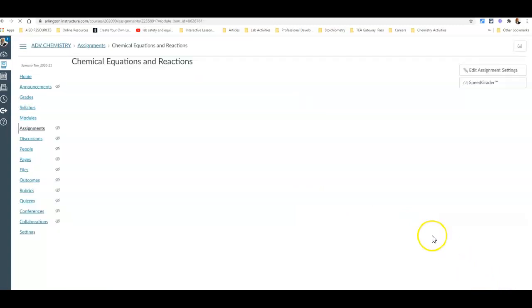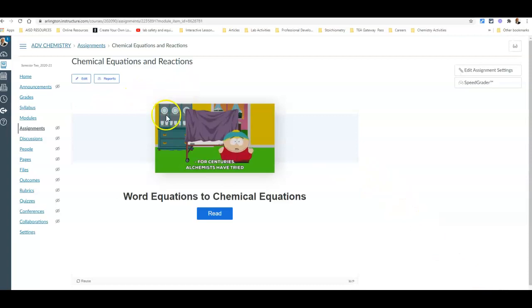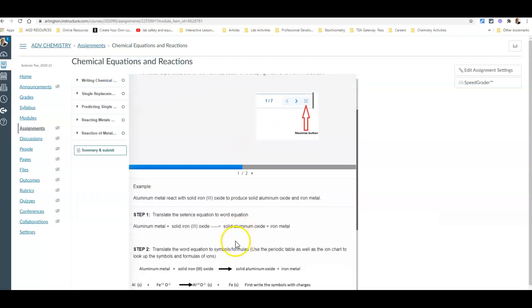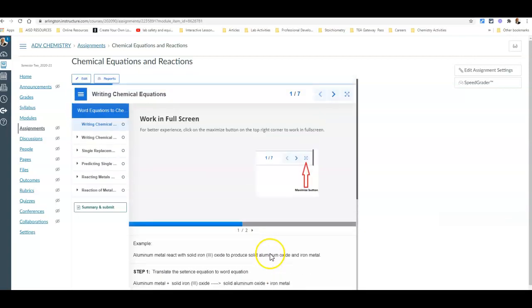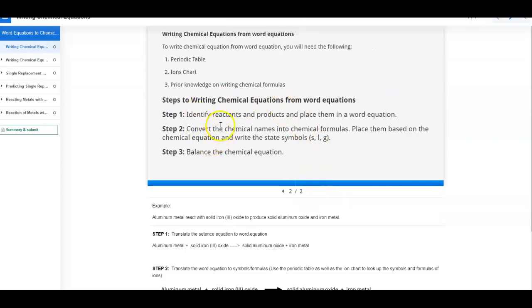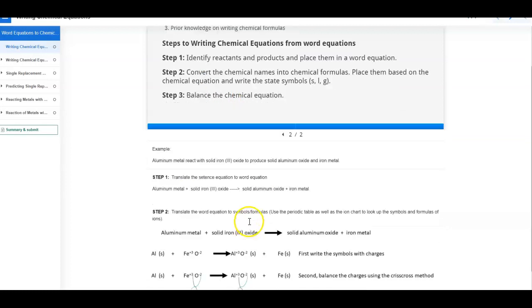Now today's main lesson is this: chemical equations and reactions. In chemical equations and reactions, you have word equation. Here I said I encourage you to work in full screen so that most of the things will be very visible. Here you have the steps to writing chemical equations from word equation, just 3 steps. And I gave an example here.